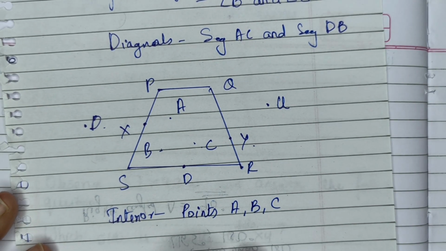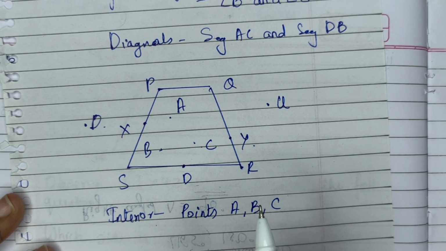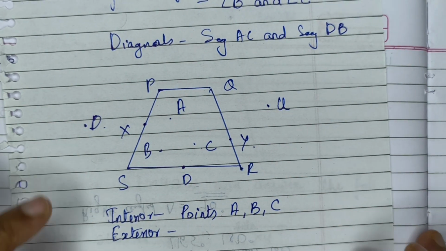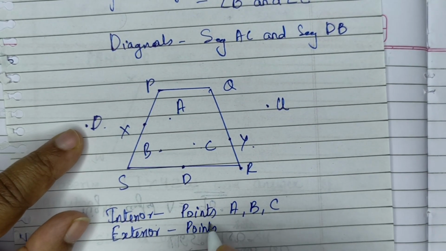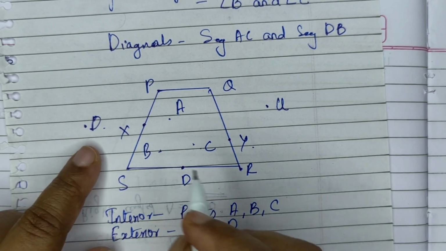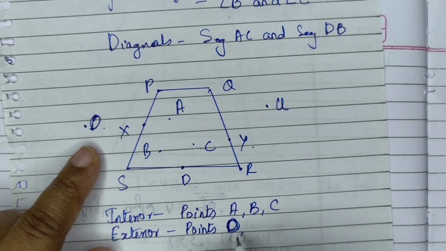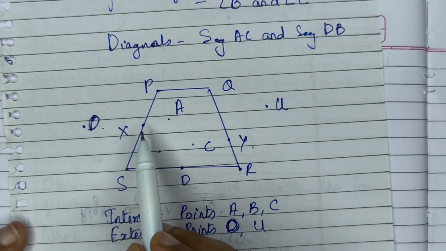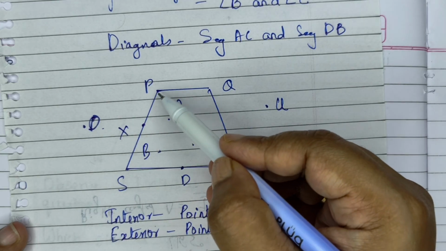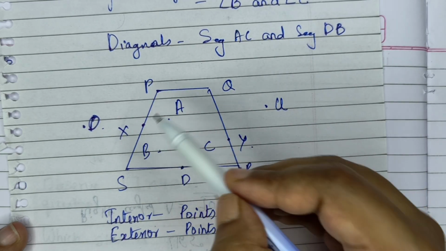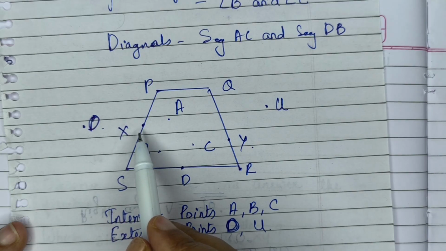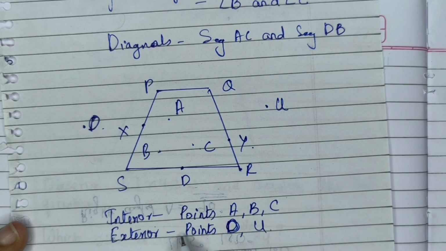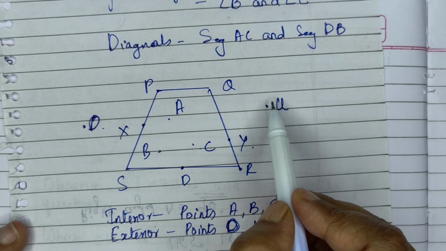Understood? Interior points. Now if they tell you points in the exterior, exterior means what? Exterior means outside the quadrilateral. So which points are in the exterior? Point D is there outside. I've already written D over here. You can name this as O. So I'm taking this as O. Then which is outside? There is U also outside. Don't name this X. X is not outside. It is on the quadrilateral. Understood? It is not outside. It is on the quadrilateral. So you cannot say point X or point D, because they are on the quadrilateral. So the points in the exterior, meaning outside, are point O and point U.